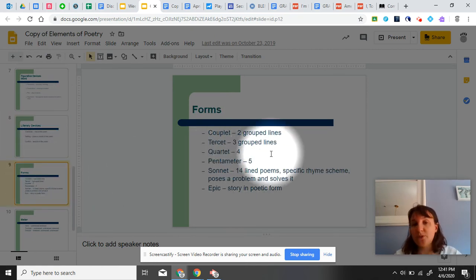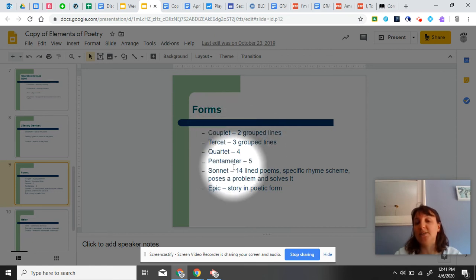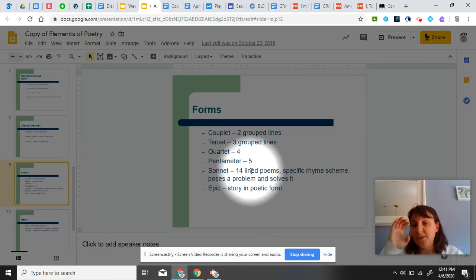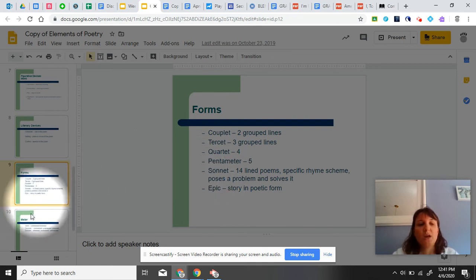Again, like I said before, poems are set up into forms, a definitive line structure. So there's couplets, tercets, quatrains, pentameters, which is how many grouped lines are in a stanza. Sonnets, some of you guys might be familiar with that, and we might get into some sonnets when it comes to Shakespeare. 14-lined poems, a specific rhyme scheme, poses a problem and solves it. And epics, you get into that next year with 10th grade, but it's story in a poetic form, okay?